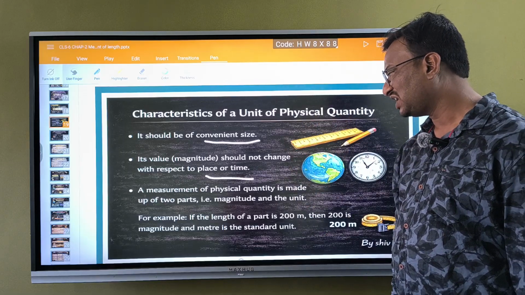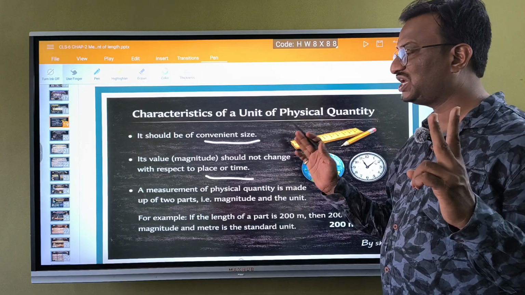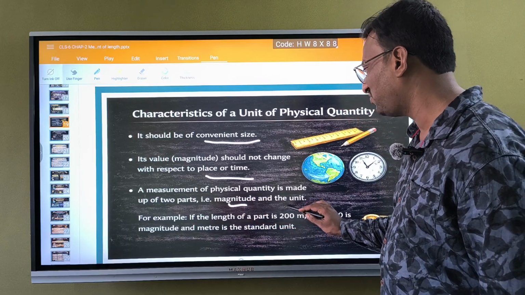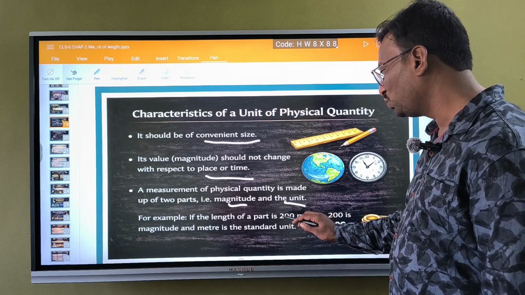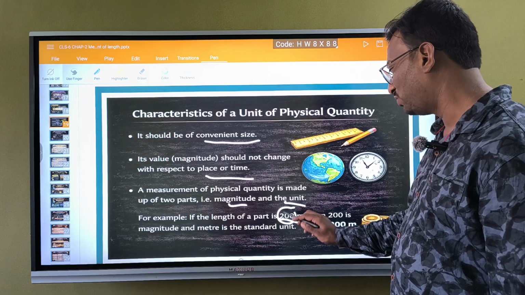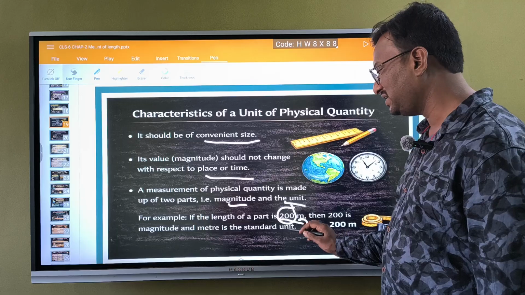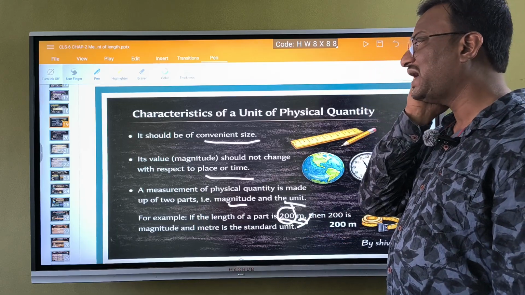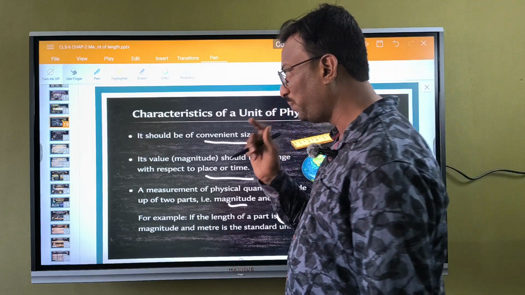A measurement of a physical quantity is made up of two parts. Every physical quantity will have two parts. One is magnitude and the second one is unit. For example, if the length of a plot is 200 meters, 200 is called magnitude, and meter, m, is the standard unit. So for every measurement you will have two parts.